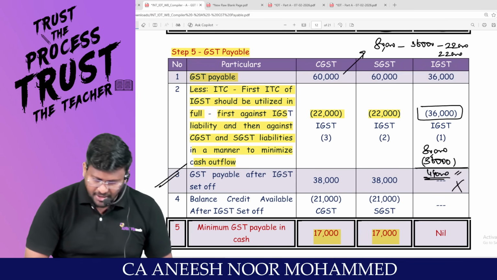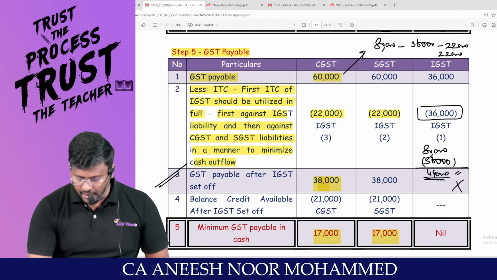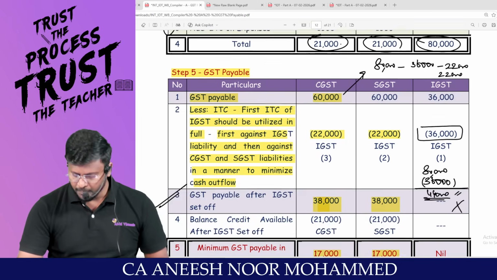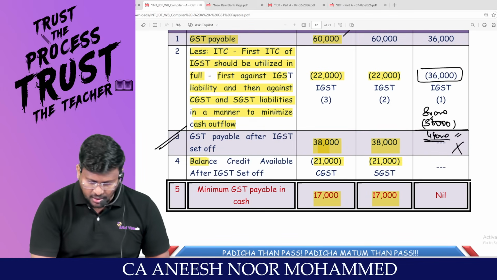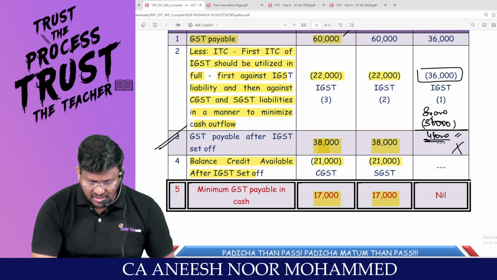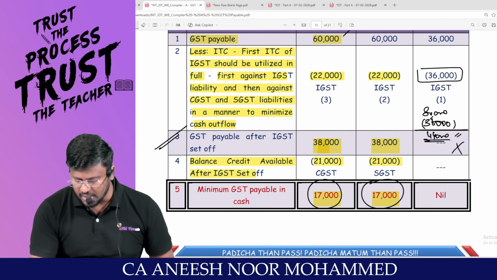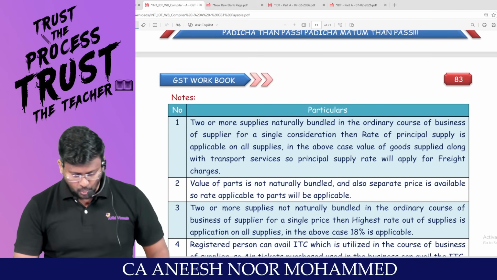So, GST payable after IGST set off is 60,000 minus 22,000, that is 38,000. I am having CGST credit and SGST credit of 21,000 and 21,000. This is the balance credit available after set off. So the minimum GST payable should be 17,000 and 17,000 as CGST and as SGST. That's question number 2.